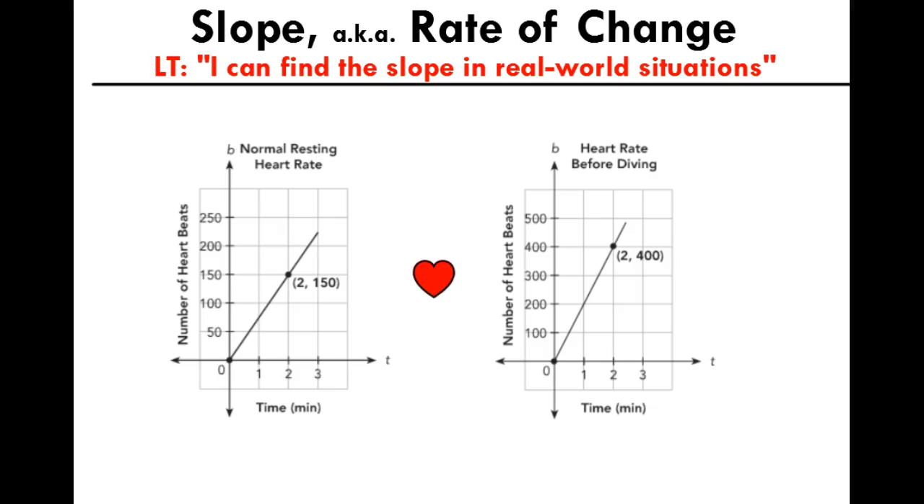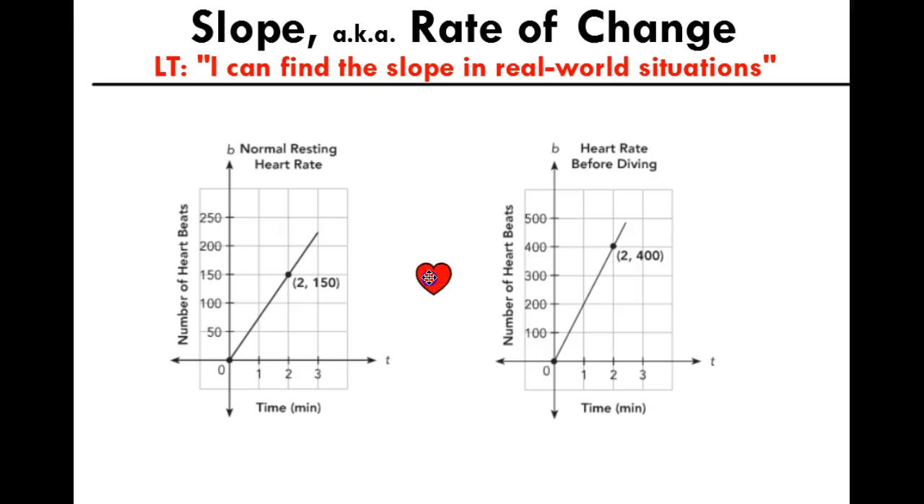So today we're going to be doing some things we've done before, but with some real context, some real information behind it. You can see in this first one, there's two graphs here, and one of them is the heart rate of someone who is at normal resting position, and then the next one says heart rate before diving. I'm guessing that means like skydiving. So you can imagine your heart probably beats a lot faster, as this one does right here.